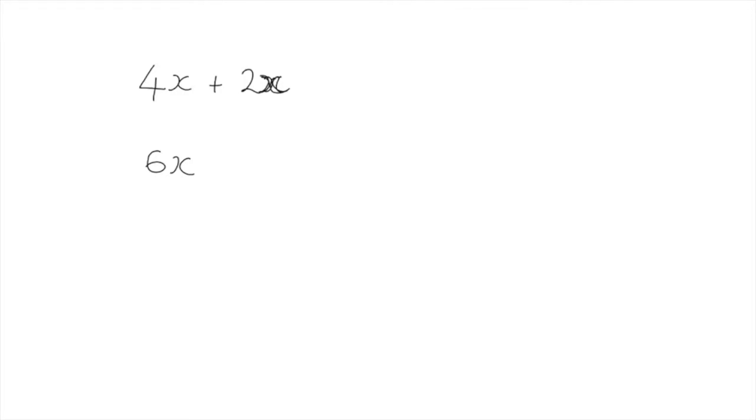Now, hopefully you can see quite easily what you've got is 4 of the x's and you add another 2 x's. So what you should be able to see quite easily is that that will be equal to 6 x's. And if we just take a few numeric examples, we'll see why. If you take x equal to 10, for expressions to be equivalent, they must give you the same answer no matter what number you put in. So let's try a few numbers.